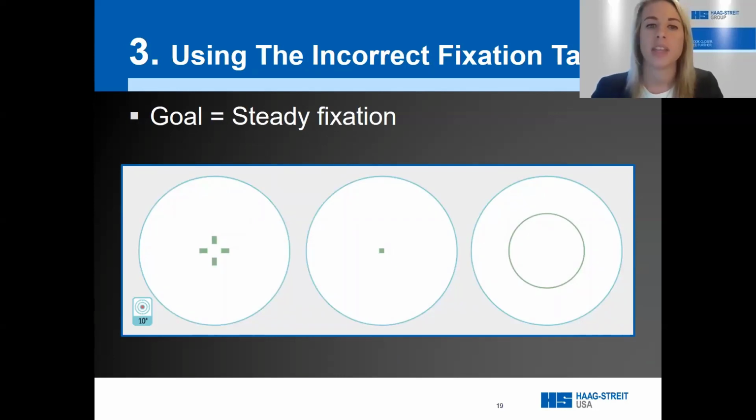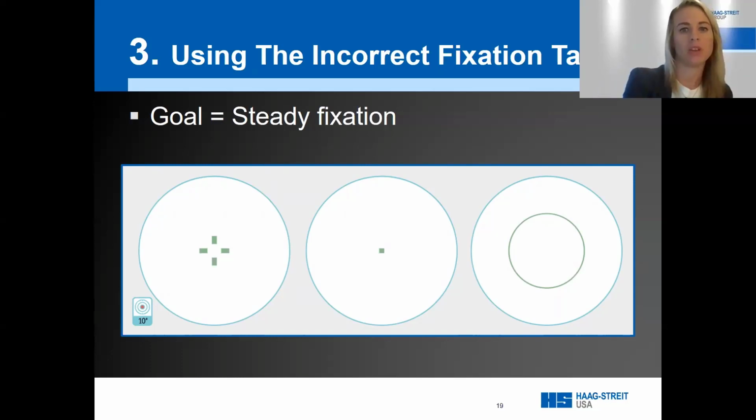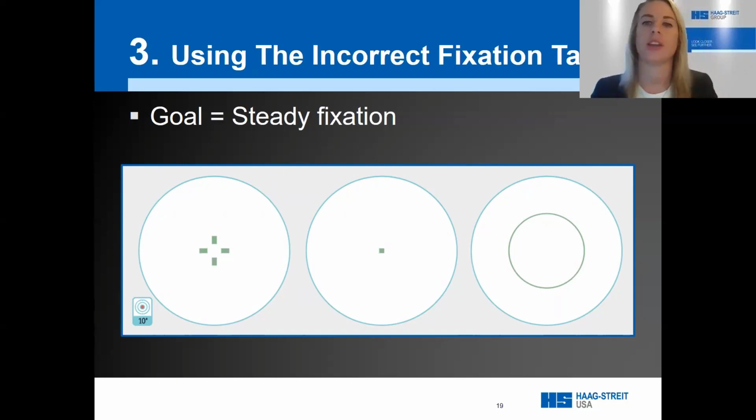Our next mistake that could be made is choosing the incorrect fixation target, not only for the visual field being performed, but for the patient. The goal when choosing a fixation target is to promote steady fixation throughout the entire visual field. Octopus perimeters offer you 3 different options for fixation targets: an open cross, a central point, and a 5-degree ring. They all have a time and place.